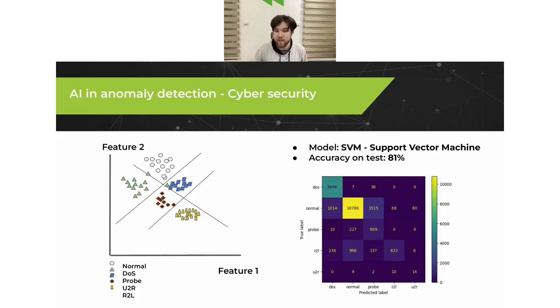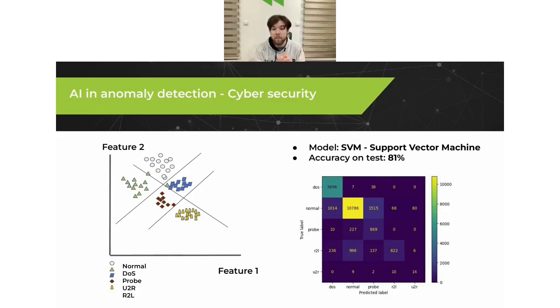But the way you read this is, okay, in all of the examples of the DOS denial of service attacks in our test data, the one we put aside, our model, the support vector machine that we trained, got it right, classified it as denial of service 5,696 times. So that's the number in green. It confused it with the normal state of network 7 times. It confused it with probe 38 times, and it never confused it with the other 2 types of attacks. And you can read the rest of the matrix in the same fashion.